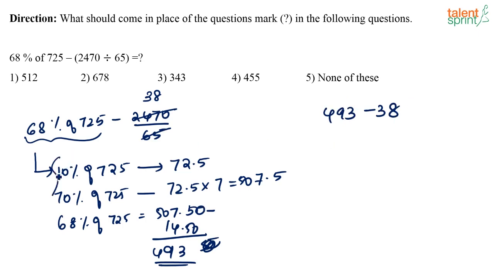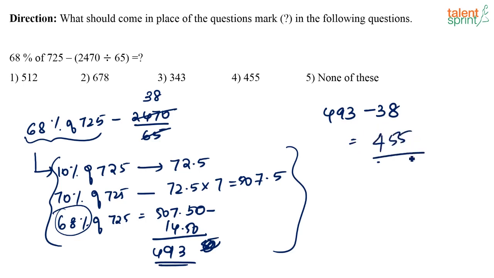Okay. See, I have just written the steps here. What do you do? You just split the percentage and find out the answer. That will be easier. What is 10%? You know, it is 72.5. So, 70% is 507.5. So, you have to find out what is 68%, which is nothing but 70% minus 2%. So, 493 minus 38, which is equal to 455. Correct answer is option 4.